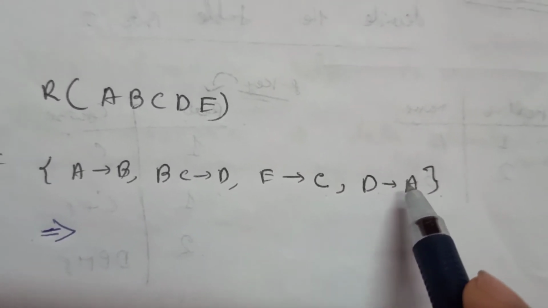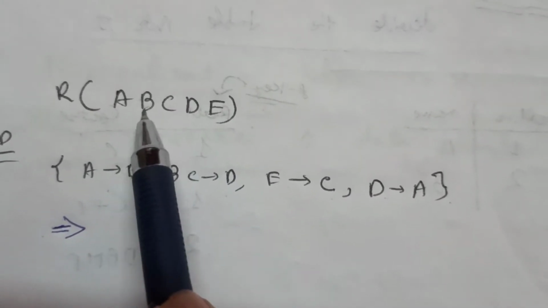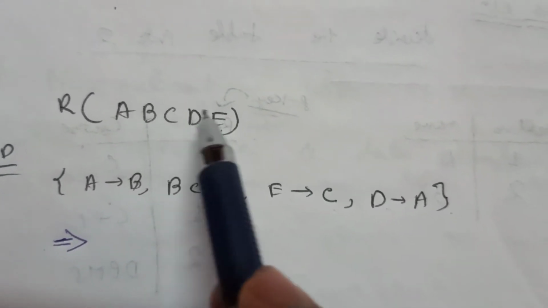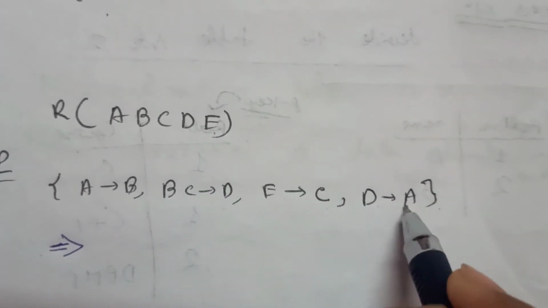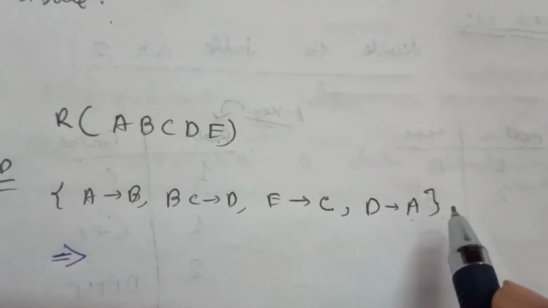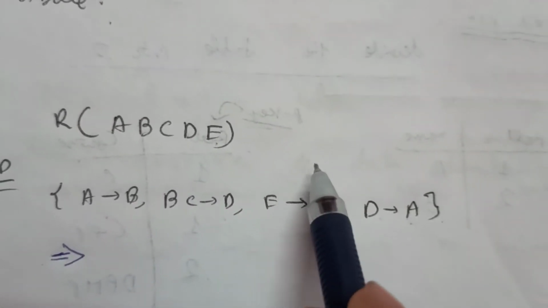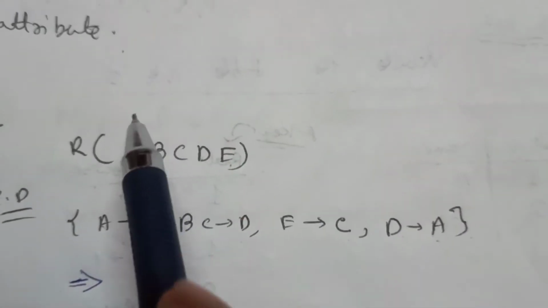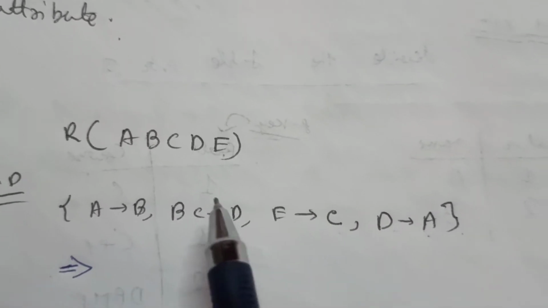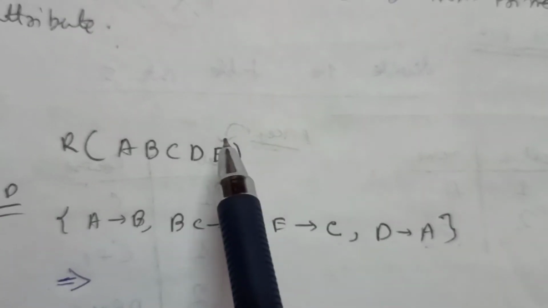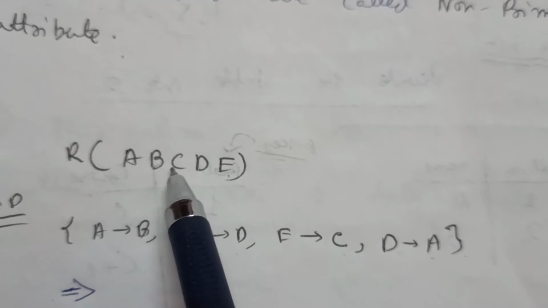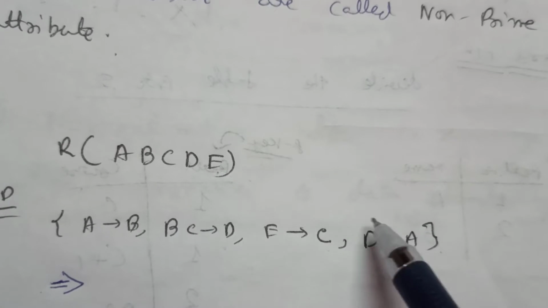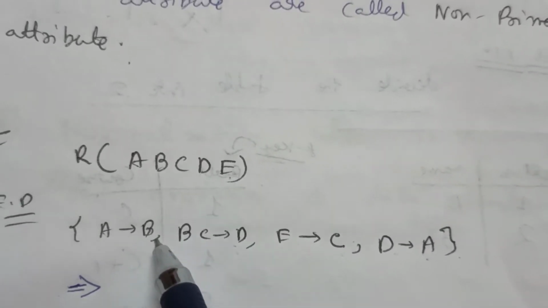So first we will check. There are 5 columns or 5 attributes A, B, C, D, E. First we will check which one of these is not on the right hand side of any functional dependency. Pause the video and repeat again. Whenever you find any difficulty understanding, pause the video and start from this part again and again. So we will check which one of these 5 attributes is not on the right hand side of any functional dependency.